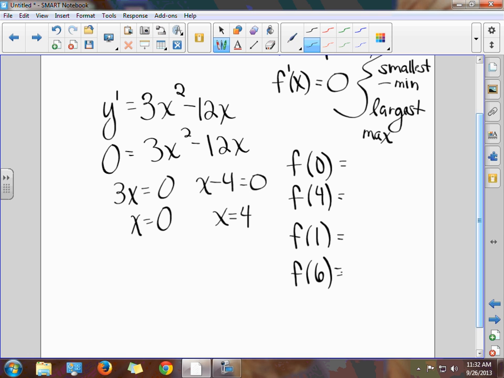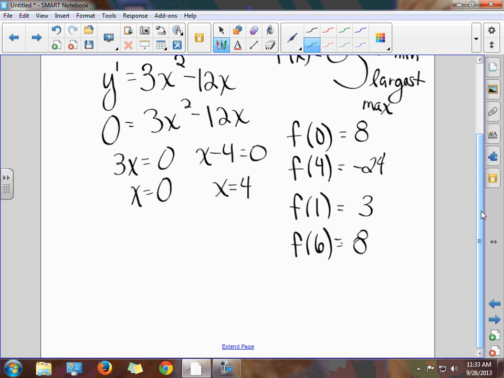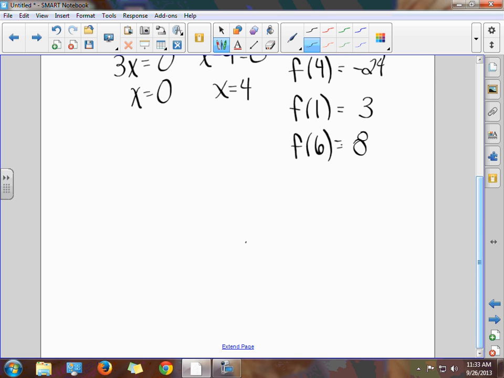All right, f of 0 is equal to 8. If you plug in and do the math, f of 4 is equal to negative 24. F of 1 is equal to 3. And then f of 6, oh, that's equal to 8 also. So it looks like over this interval I actually have two maximum values, which happens because they're both 8, and then I just have one minimum. So now I can make my statement and draw my conclusion.